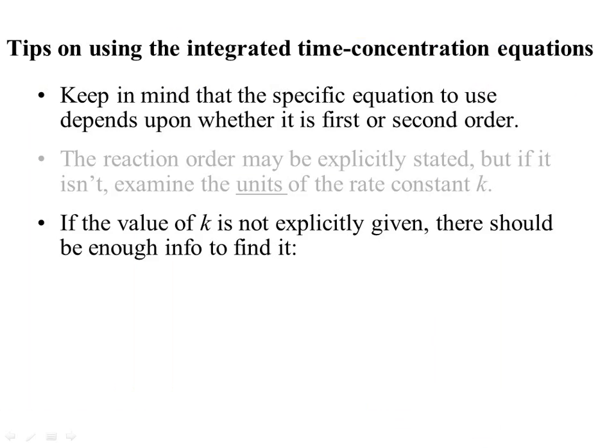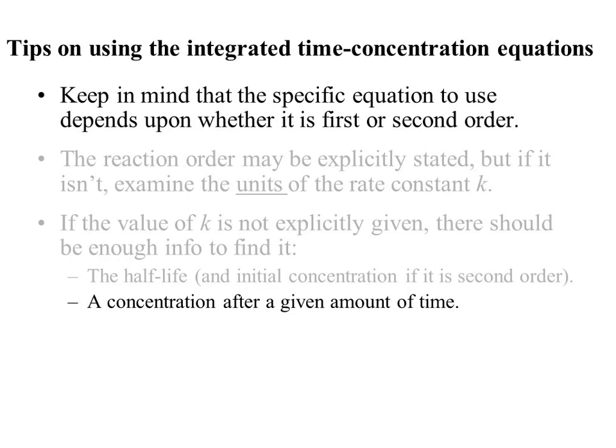Those are a couple of hints. I hope you read through the gray. So if K isn't given to you but you have a half-life, and it's first order, then by golly, if you have a half-life and you know it's first order, you can get to K, remember? If it's second order, you'll need the half-life and the initial concentration.